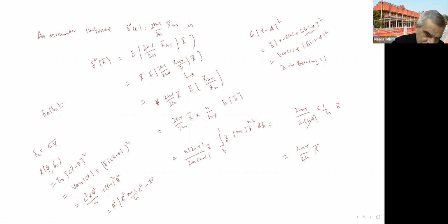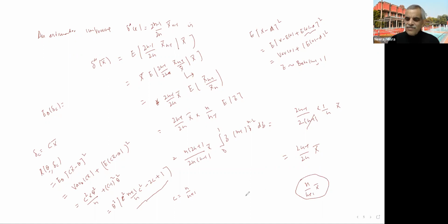minus twice C plus 1. So this quantity, if I have to minimize with respect to C, this would be minimum and this is minimum. And what is the minimum value possible? C is equal to n upon n plus 1. Right? So even this estimator can be improved upon by n upon n plus 1 x bar. So one has to keep playing around to get improvements over each other.